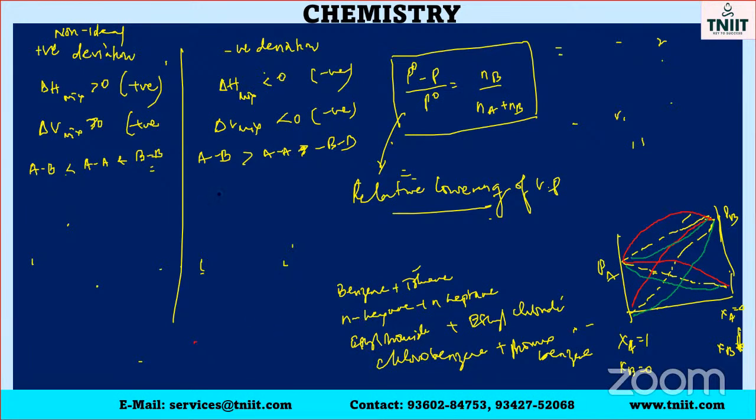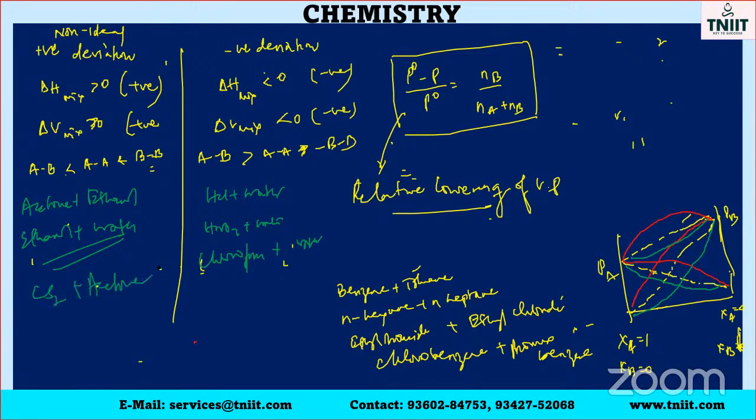Examples: HCl and water, nitric acid and water, chloroform and acetone. All these are solutions which show negative deviation. Now, acetone and ethanol, ethanol and water, carbon disulfide and acetone, all these are non-ideal solutions showing positive deviation.